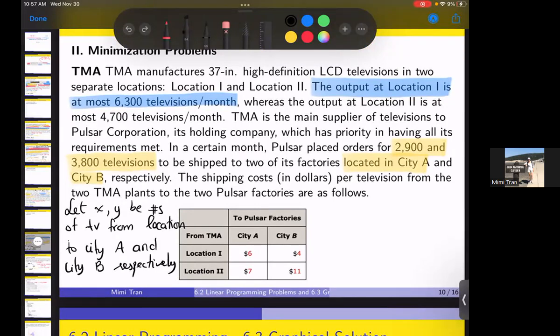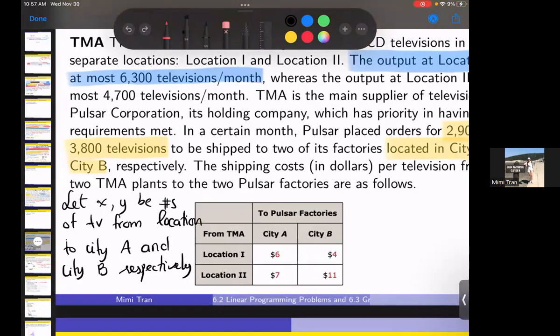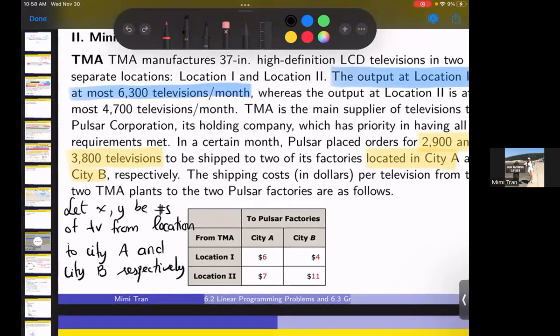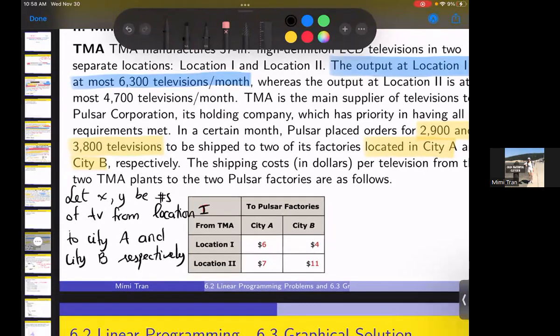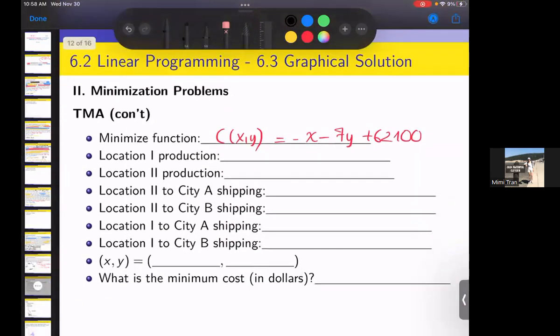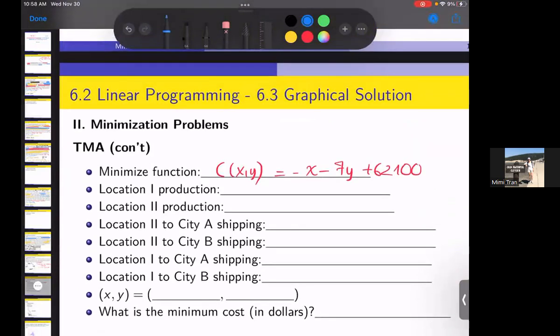But we don't want to write up to in English. We're going to write in terms of x and y. So there's x and y number of TV being made in location one, right? I thought I put location one there. Very good, 2 check marks for you. Yeah, x plus y. So that means x plus y is less than or equal to 6,300.